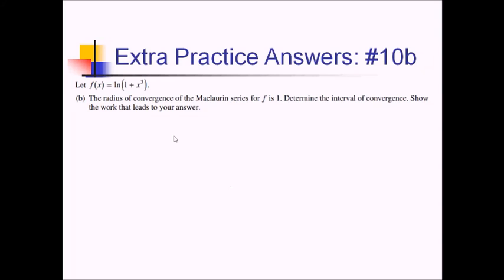For this part of the problem, they're telling us the radius of convergence for this Maclaurin series is 1. They want the interval of convergence. So let's just recall our series from part A, the f series. That's this series here. I wrote it in sigma form. We essentially have an alternating series, x to the 3n over n.